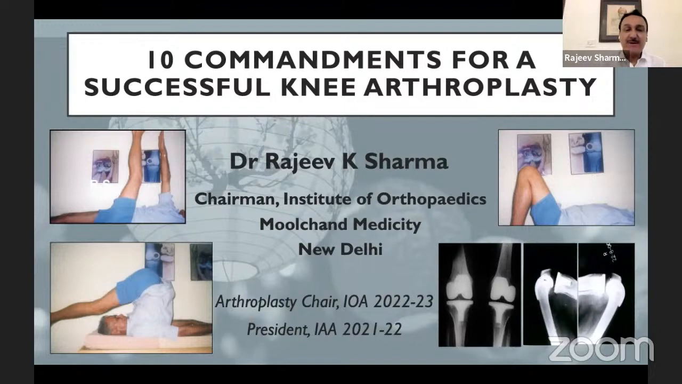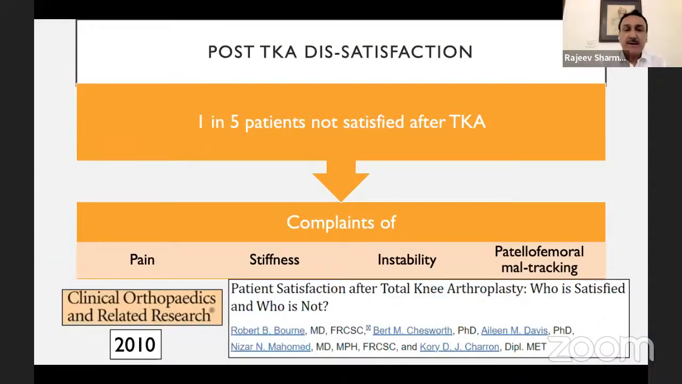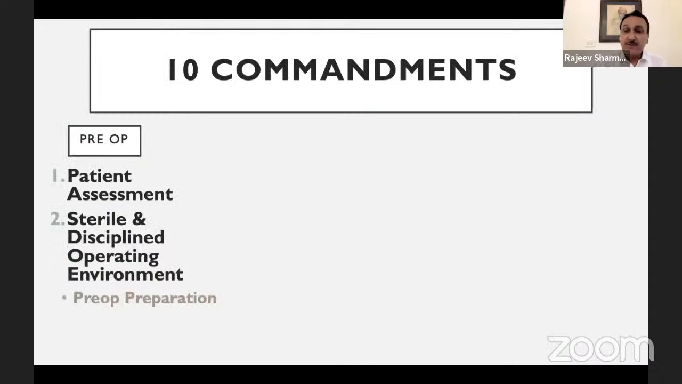So I'll just take on from here, and we'll speak on the 10 commandments for a successful knee arthroplasty. For our younger colleagues, if you follow these few simple principles of knee arthroplasty, you will not have many dissatisfied patients, because we must know that 1 in 5 patients after total knee arthroplasty are not as satisfied as we expect them to be. There are various reasons for that: pain, stiffness, instability, infection, and many others that we will discuss in the next few slides. If we follow these basic principles, the tips and tricks, it will be very fine.